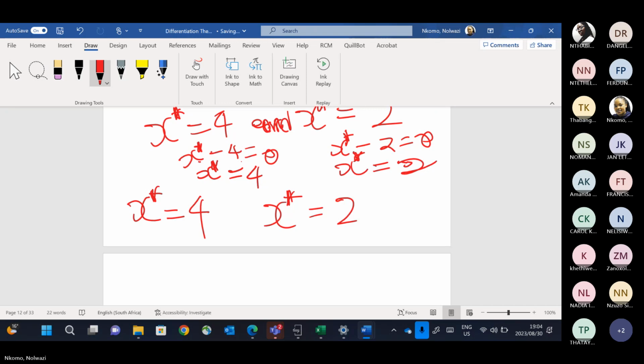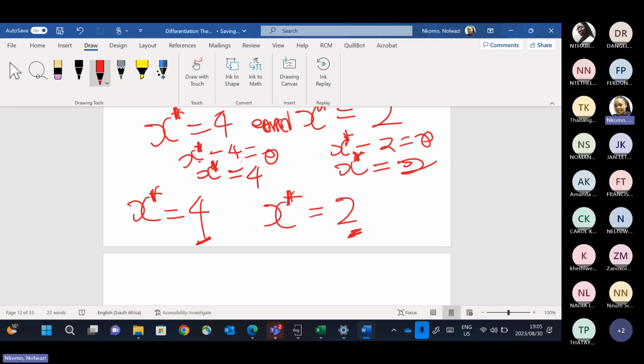Okay. Then the next part would be to find the corresponding x value, and the corresponding y value. So this means you need to take 4, substitute it back into the original equation, and then take 2 and substitute it back into the original equation and find the corresponding value.